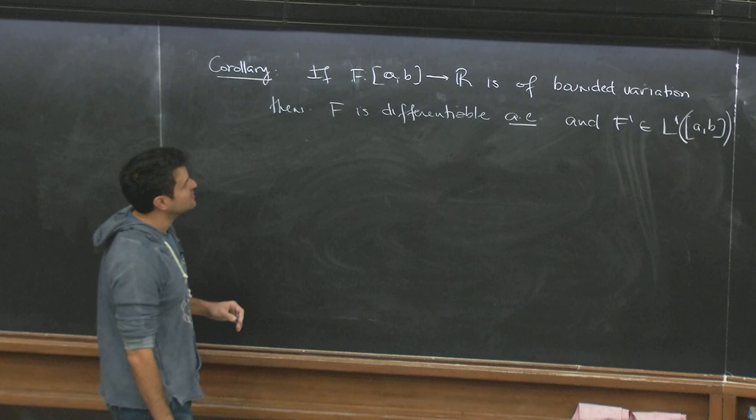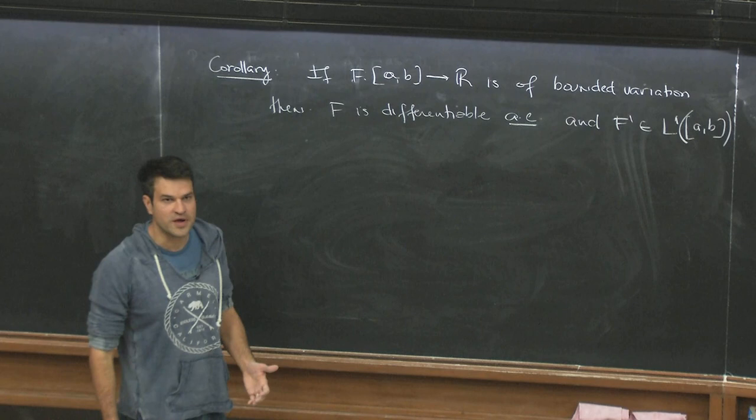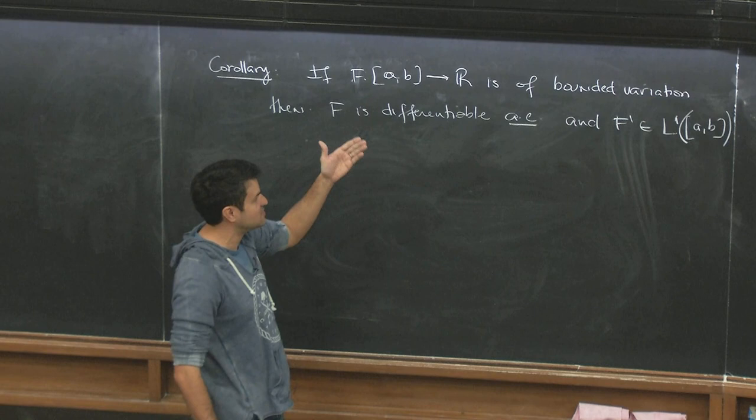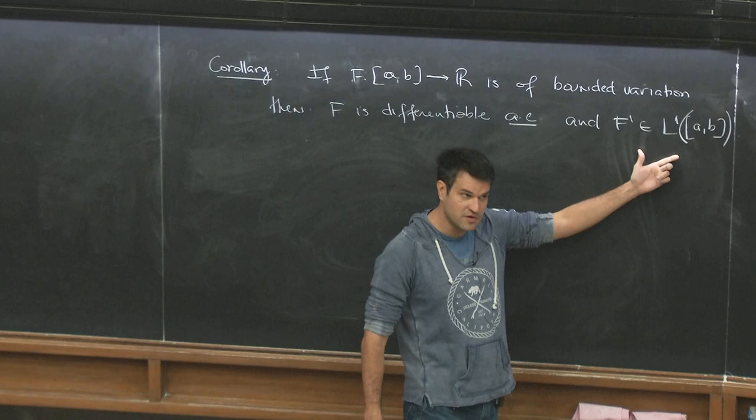So every function of bounded variation in an interval is differentiable almost everywhere. And this is simply because a function of bounded variation is the difference of two increasing functions. And an increasing function is differentiable almost everywhere. So that's fine. This follows directly from the previous result, including the fact that the derivative is integrable.